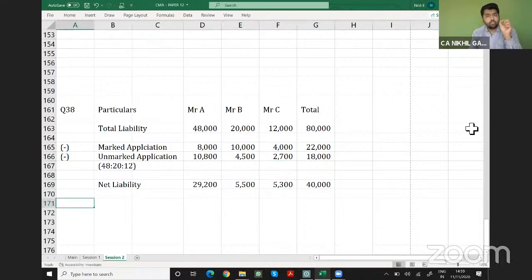The net liabilities: 29,200, 5,000. Application as well. They had said, Nikhil, we will purchase a minimum of this much amount, which is the firm underwriting. Firm underwriting is the amount which they will minimum buy.